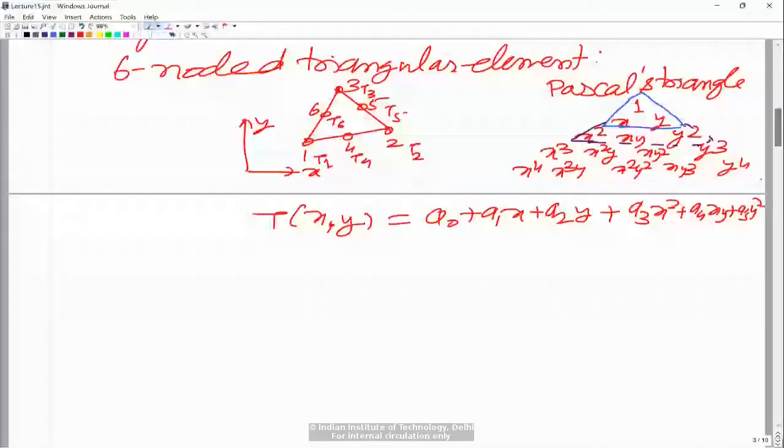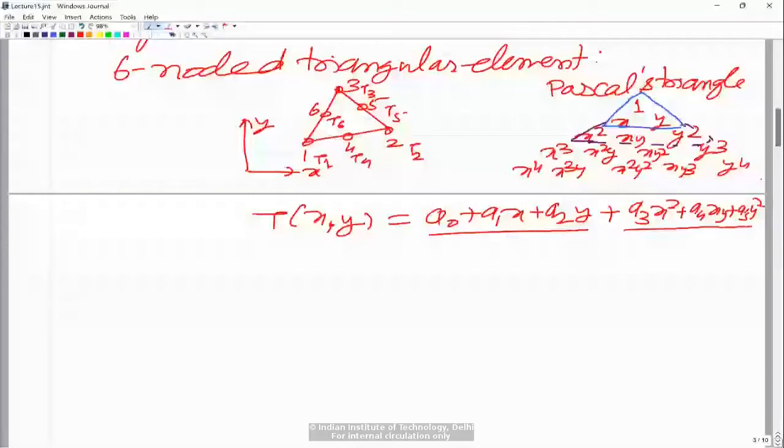So we start with a constant term, then we should have linear terms. So this makes a0 plus a1x plus a2y. So these are the constant and linear terms, and these are only three. Then next we go for the quadratic terms, and in quadratic we have x square, xy, and y square. So these three terms make it the six-term approximation. So the number of unknown constants a0, a1, a2, a3, a4, a5 is equal to the number of degrees of freedom per element, that is T1, T2, T3, T4, T5, and T6.